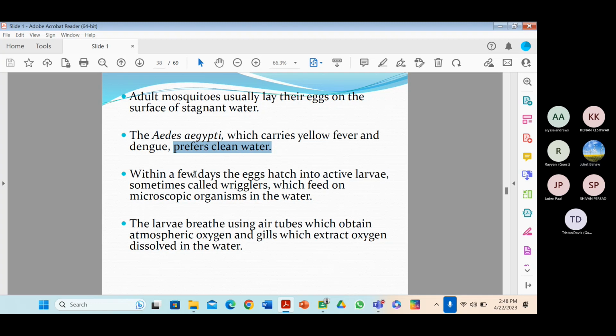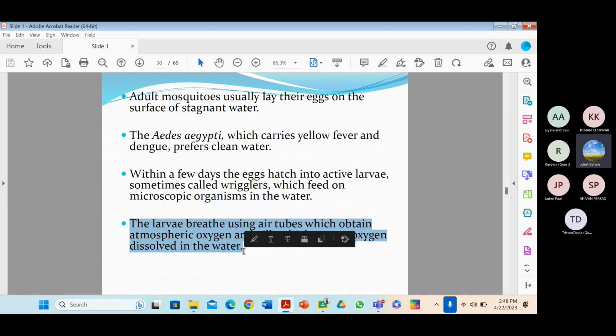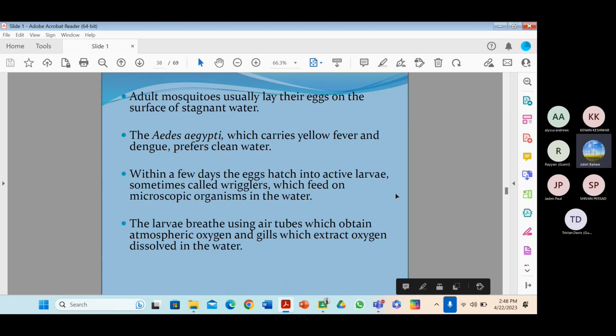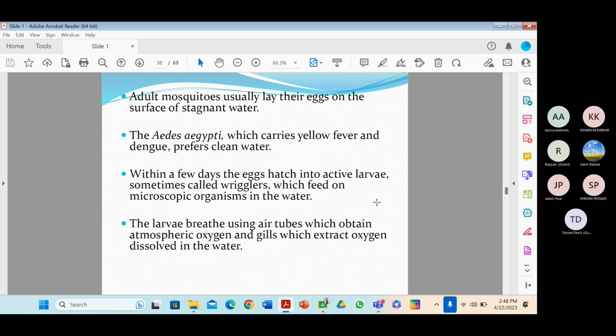Now, within a few days, the eggs hatch into larvae, which feed on microscopic animals in the water. Larvae use an air tube through which they get oxygen. So if you have water that is stagnant or just open, they are still able to breed.